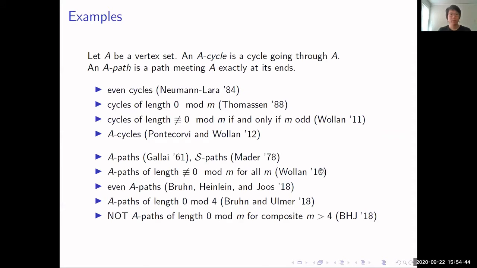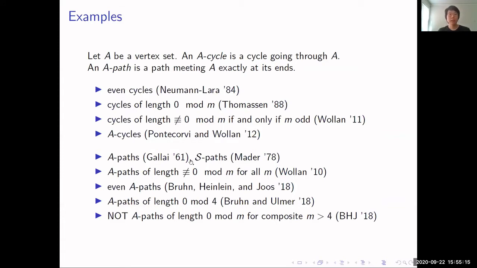Okay, but now let's look at A-paths. There's a classical result of Gallai that A-paths satisfy the Erdős-Pósa property, and this is actually an exact result. He generalizes the Tutte-Berge formula for matchings to A-paths. Note that if A is your entire vertex set, then an A-path is just an edge, and a packing of A-paths is just a matching. So Gallai generalized the Tutte-Berge formula for matchings to A-paths.